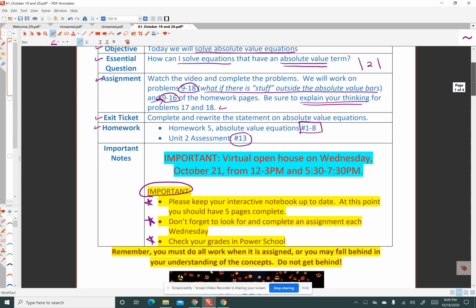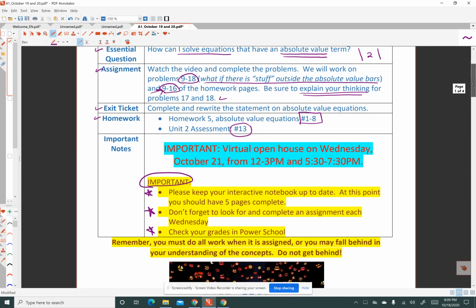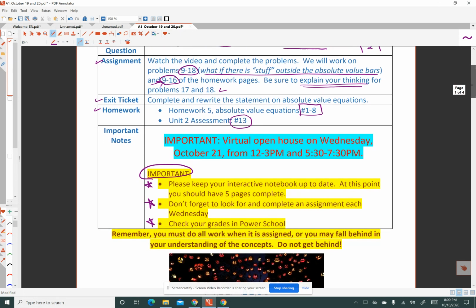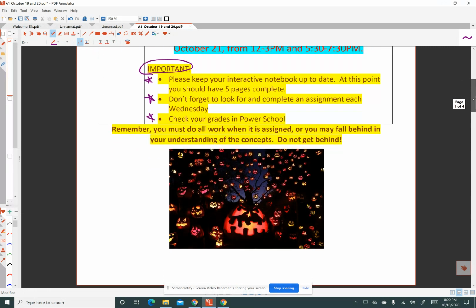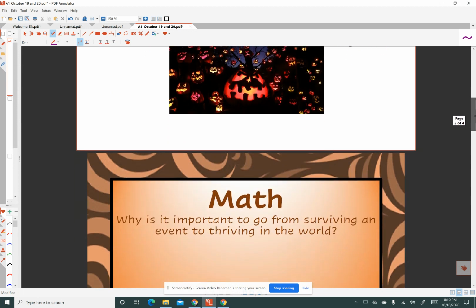Remember, we're doing our do now work and our exit ticket in Teams. We're using our physical notes for homework and for our class problems. So please don't let your work go till the weekend. It will be scary if you don't keep up with everything every night. You need to practice algebra every day.